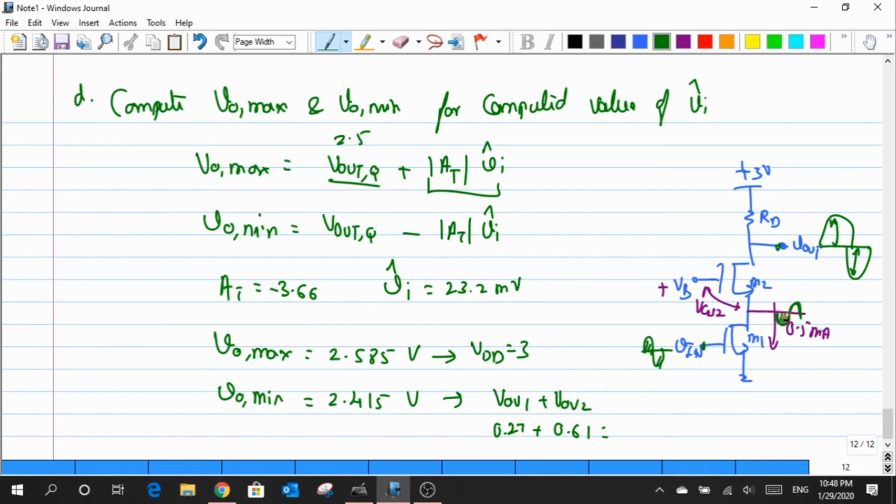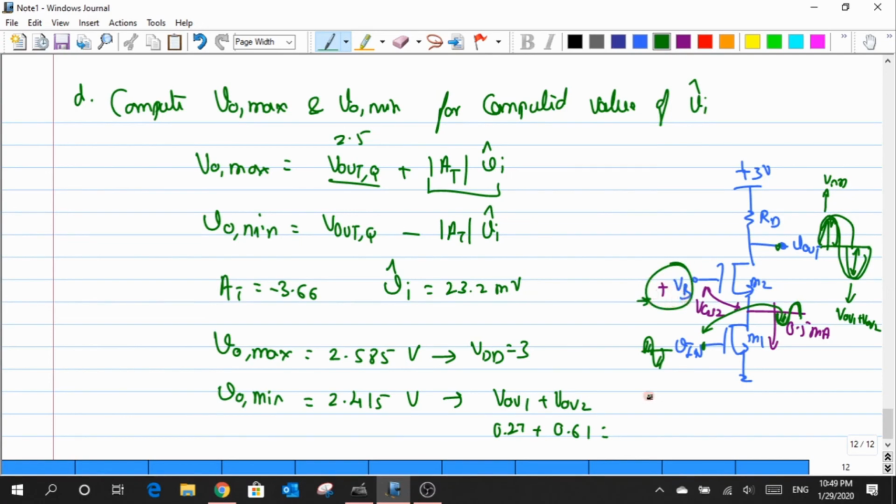Basically what is happening is that, based on the value of VB, I have a particular swing across my node X, and that in turn defines the value of the input swing. If I violate it, then my transistor M1 might enter into the saturation regime. But for the entire swing defined over here, my Vout node is swinging, but it is not stretched all the way towards VDD, nor all the way to the minimum value, which is VOV1 plus VOV2. Is that making sense?